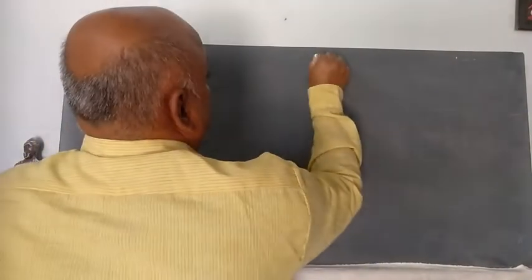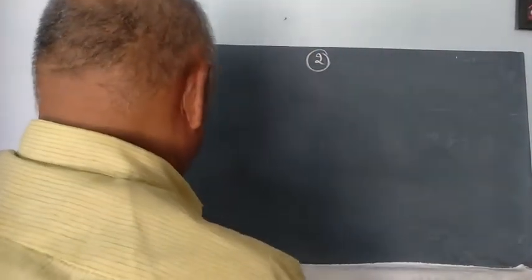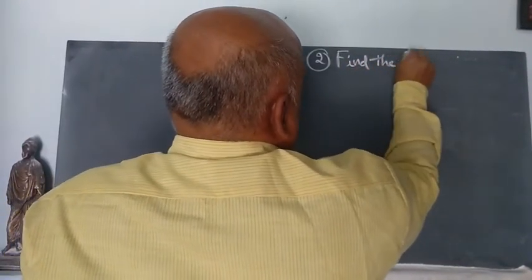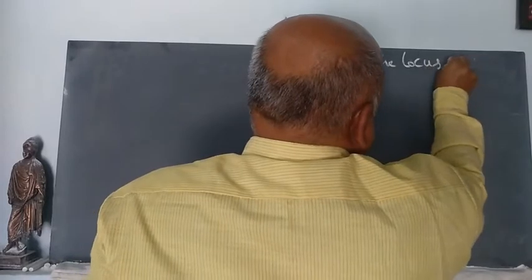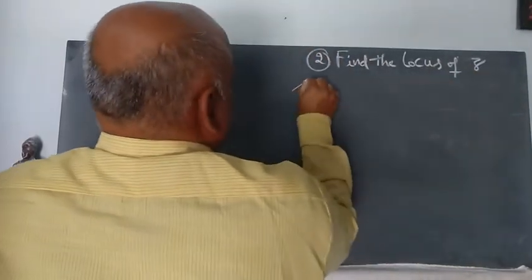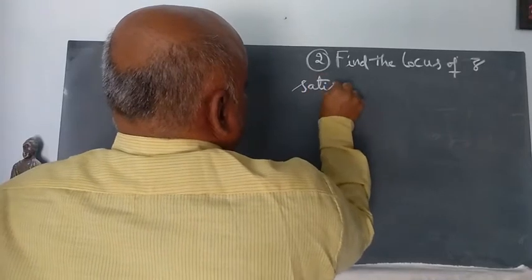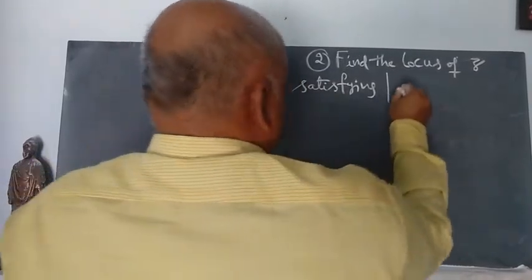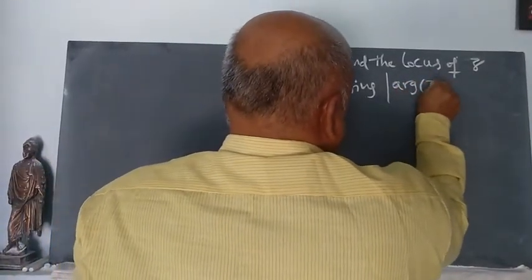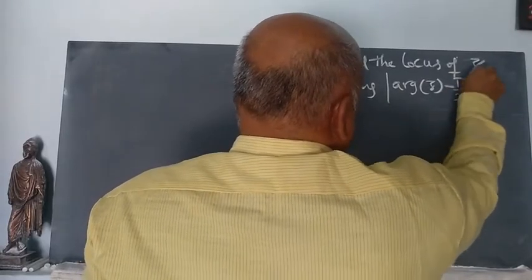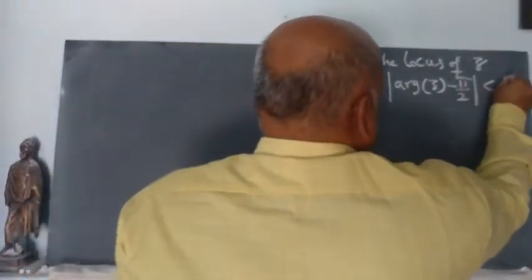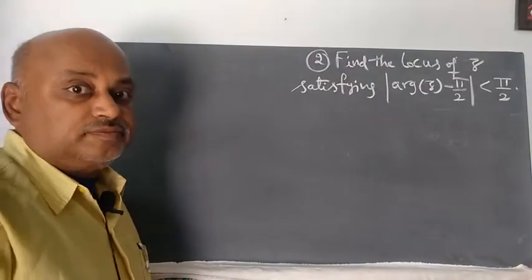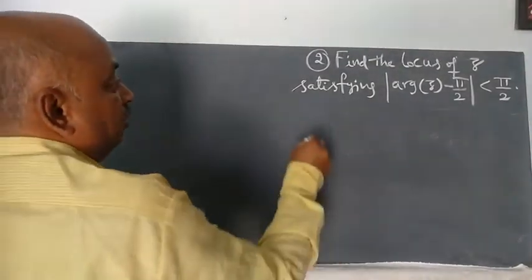Second problem. Find the locus of z satisfying mod argument of z minus pi by 2 is less than pi by 2. Solution.